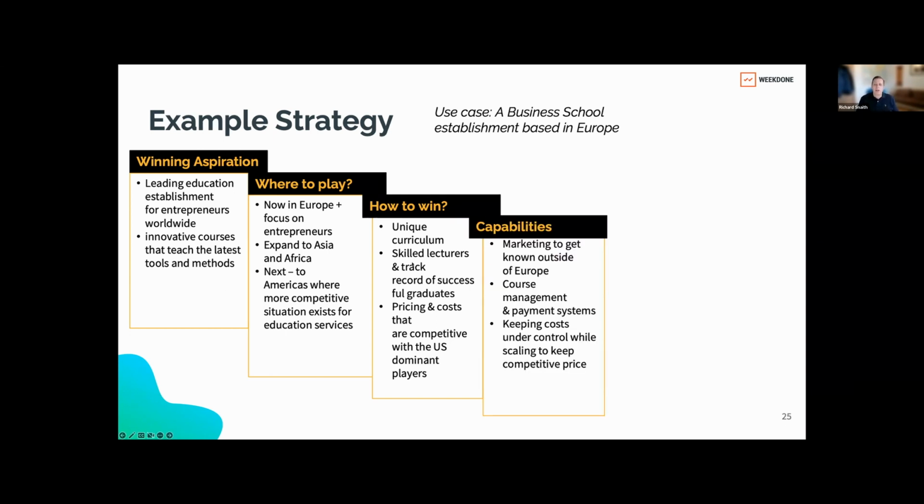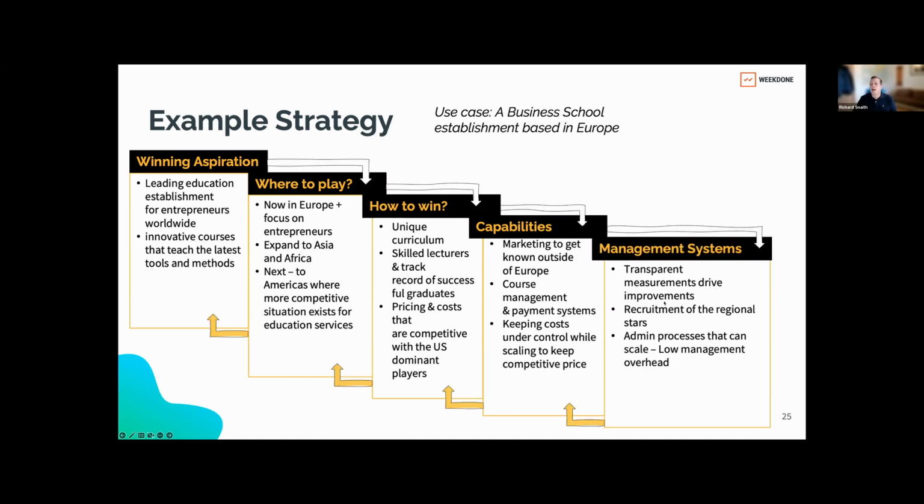Now, in that same model, we had capabilities. Well, now we're going to need marketing, the ability to market and get known outside of Europe. We've probably managed our courses quite well within a small education environment, but now the course management and payment systems are going to become a lot more complicated as we scale. We can't necessarily just scale people to do it, because we need to keep the costs under control.